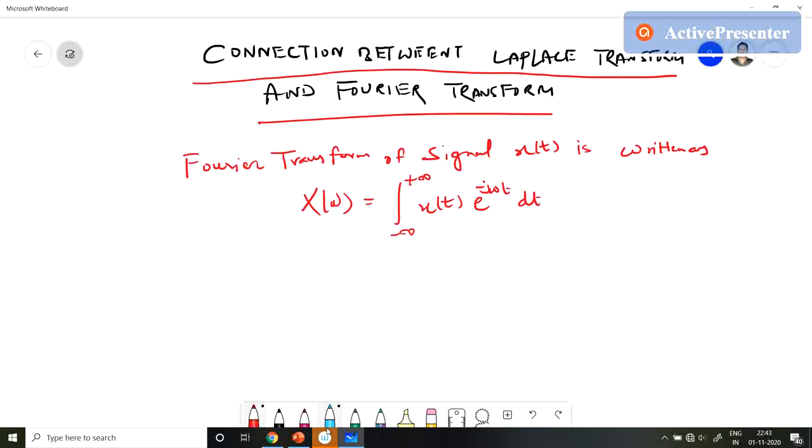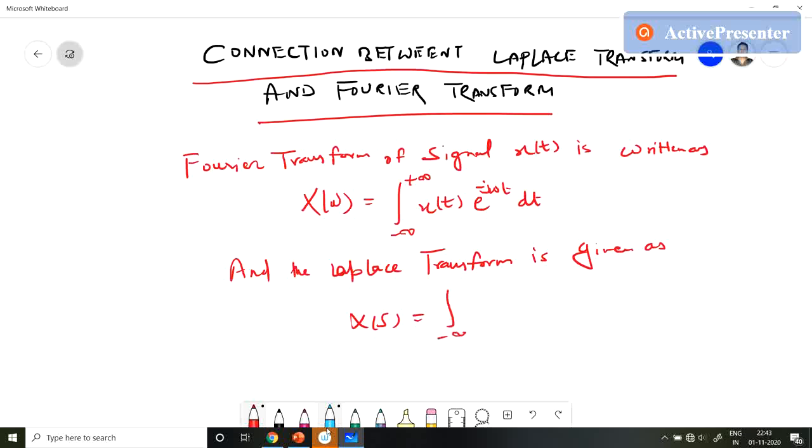So this is the Fourier transform of signal x(t), and the Laplace transform is given as X(s) equals integral from minus infinity to plus infinity of x(t) e raised to the power minus st dt. So this is the Laplace transform.